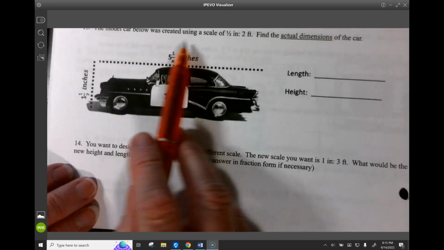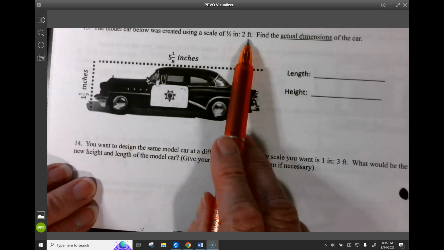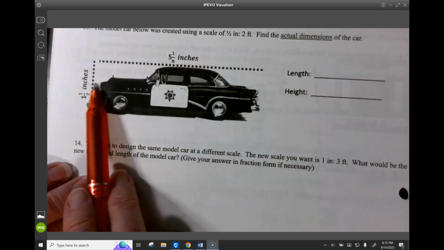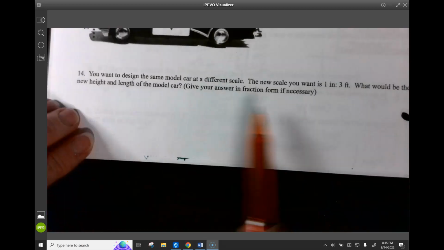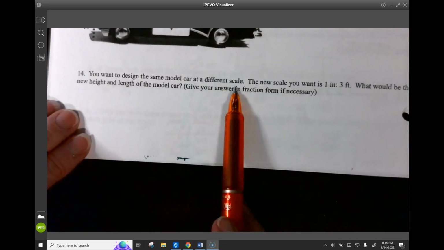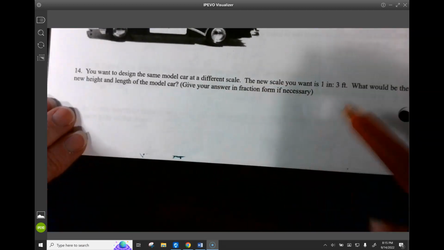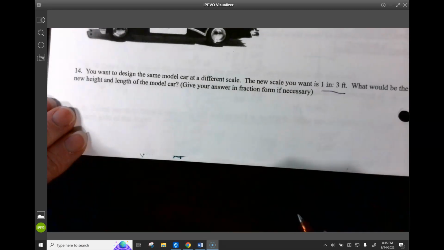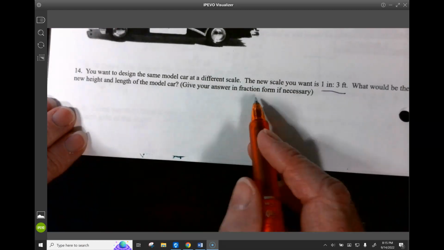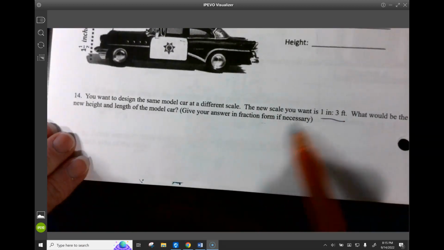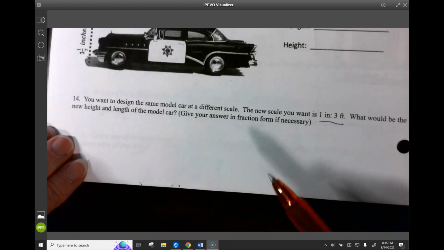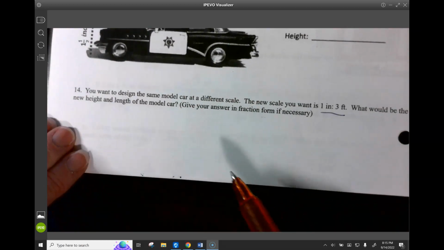The model car below was created using a scale factor of 1/2 inch to 2 feet. Find the actual dimensions using this scale. You want to design a model of a car at a different scale. The new scale you want is 1 inch to 3 feet. Okay, give your answer in fraction form if necessary. That means there might be a repeating decimal here or something weird. So just go back to that fraction. Okay, and we can talk more about that on Friday if you're not sure what they're saying.